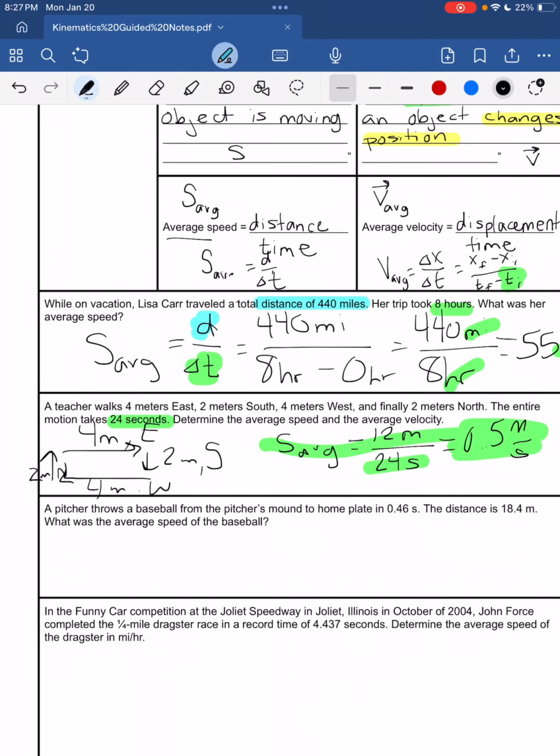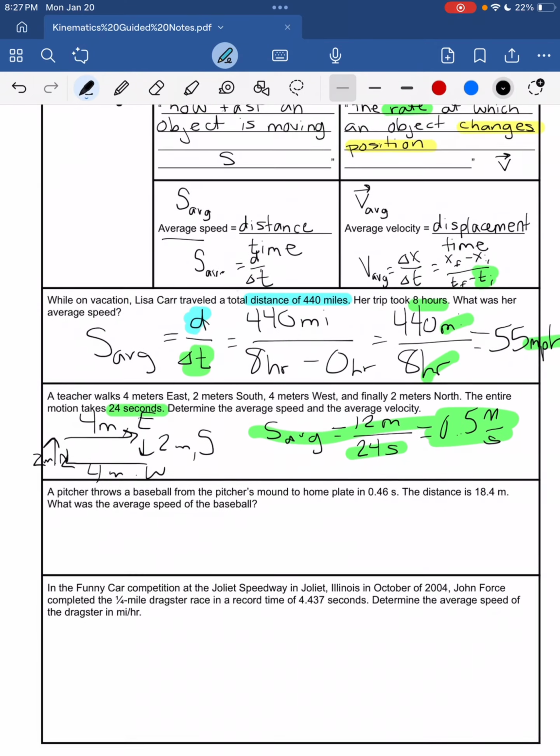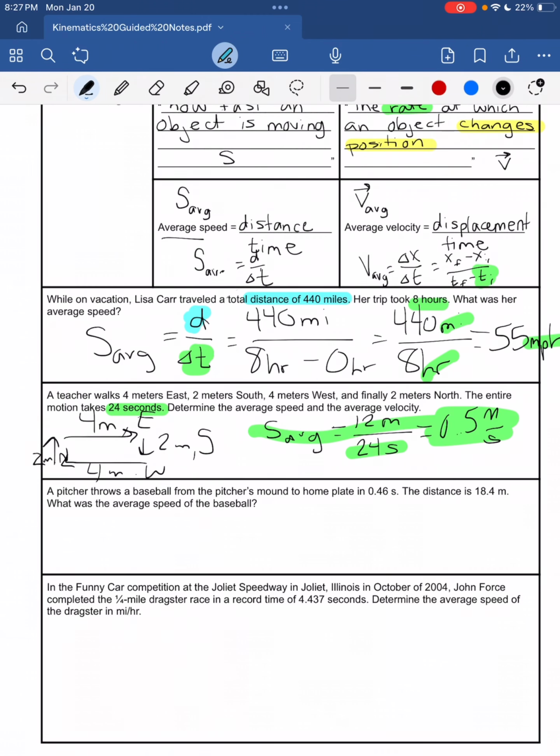Now remember that when we did this problem on Friday, we found that it had a displacement of 0. So if you think about that, what is our velocity going to be? Since our displacement didn't change in 24 seconds, our velocity is going to be 0. So V average, forget your little arrow for your vector. We're going to have 0 meters for our displacement. 0. Fill that in on your page.